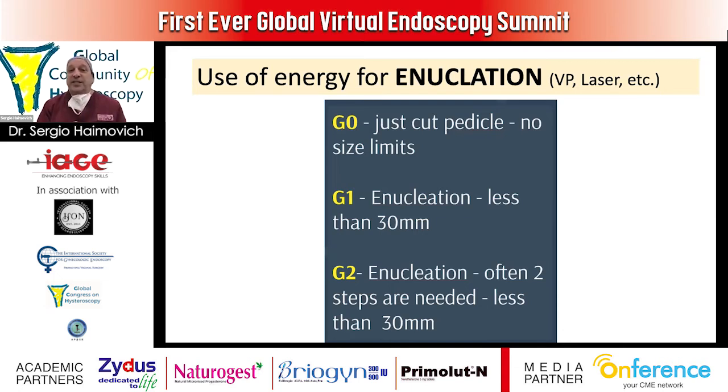When it's a G1, the enucleation can be performed, but for fibroids that are less than 30 millimeters. But why is 30 millimeters the limit? Because when the fibroid is bigger than the cavity, you cannot enucleate it and put it inside the cavity. The same with G2, but with G2, often you need more than one step, as I told you before, if you want to perform enucleation, especially if they're a little bit big.